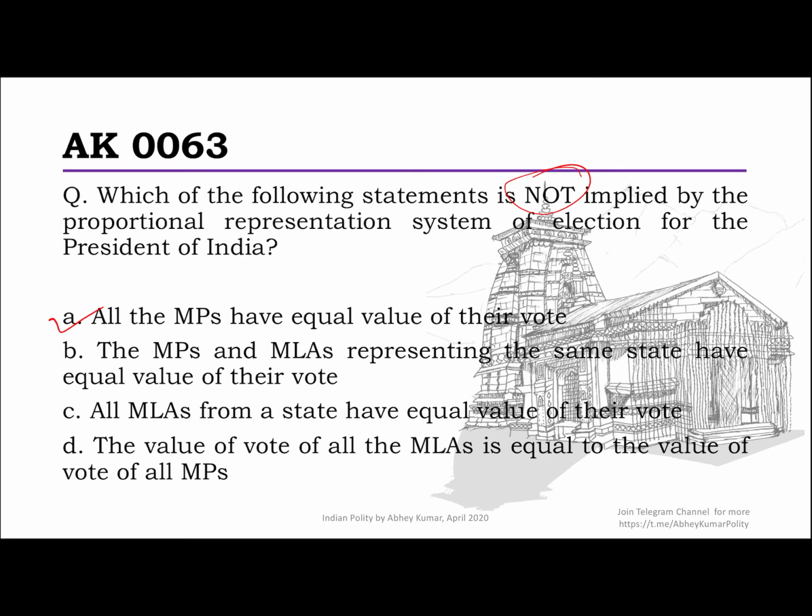Moving on, the MPs and MLAs representing the same state have equal value of their vote. No, this is not correct. Logically also, if you see, the MLA constituency is smaller than the MP constituencies. So even theoretically, you can understand that the value of the vote of MLAs will be slightly lesser than the value of the vote of MPs in the same state also. So this is actually the wrong statement, and hence the correct answer for this question, because it says which is not implied. Let's see the other options also, just for the sake of it.